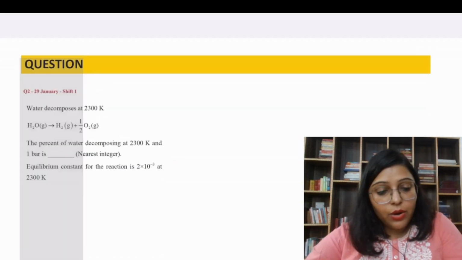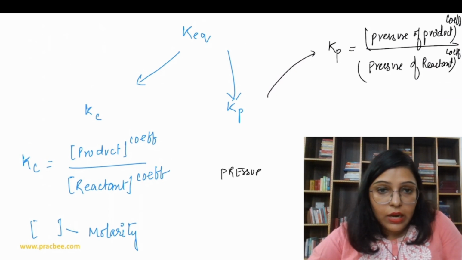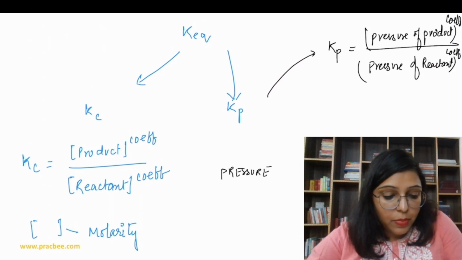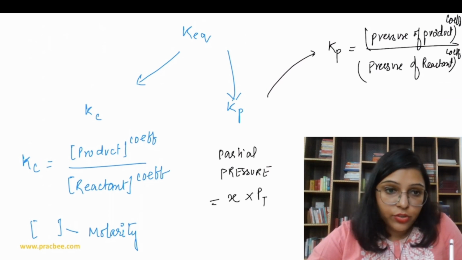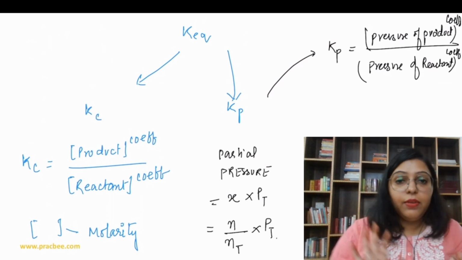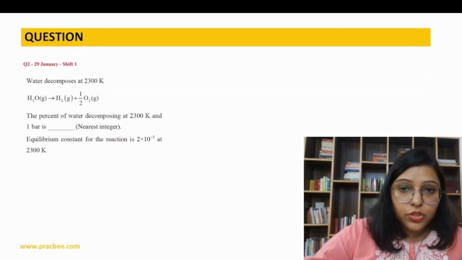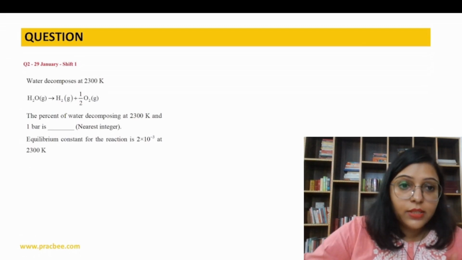Okay. Now how to calculate pressure? Or we can say partial pressure, that is equal to mole fraction into total pressure. And mole fraction is the number of moles of the component divided by the total moles. So in that way we can calculate the partial pressure. Okay. So let's discuss the question. Let's understand the topic by doing some questions.